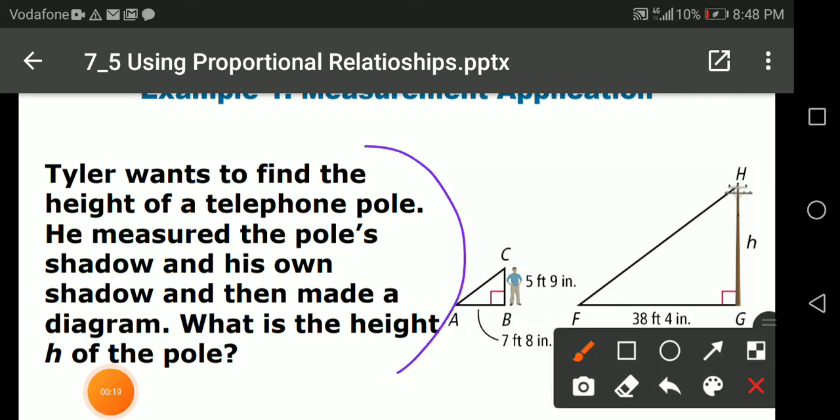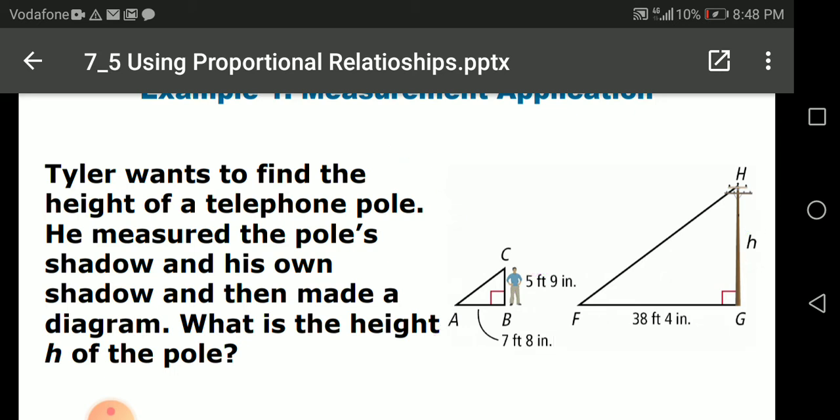Tyler wants to find the height of a telephone pole, this one, this height. He measured the pole's shadow and his own shadow. Here's Tyler, as you see. And then he made the diagram. What's the height H here?